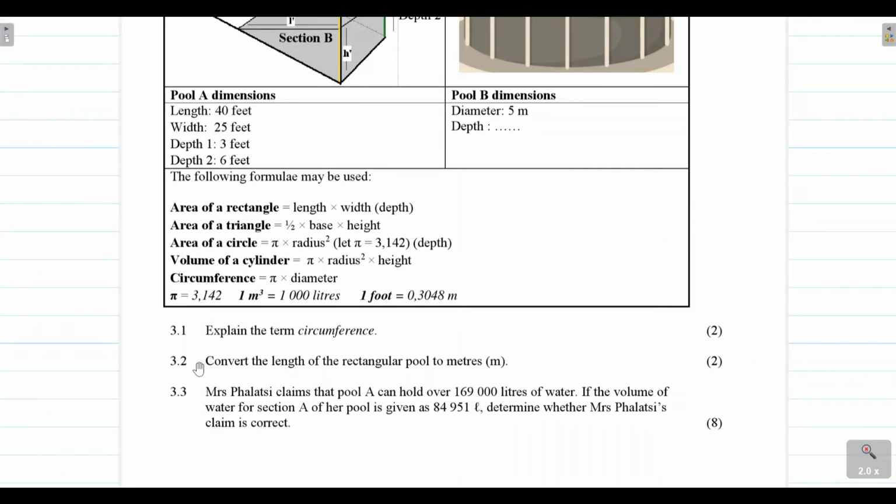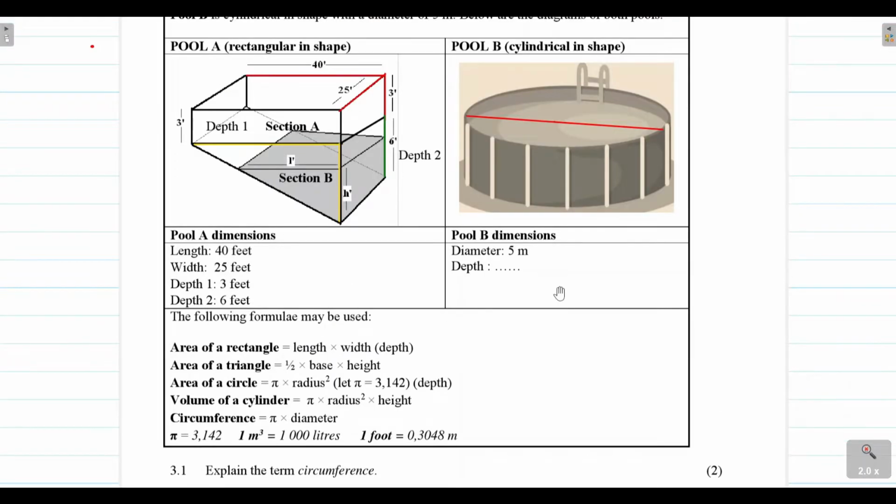Okay, so let's look at question 3.1. Question 3.1 says: explain what the term circumference means. So what do they mean when they talk about a circumference? I already said, guys, the circumference is basically the boundary of your circle, the outline of your circle.